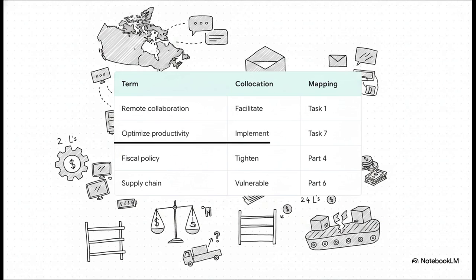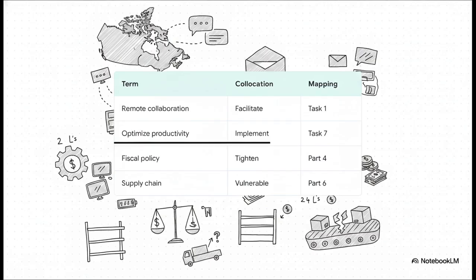You might need to facilitate remote collaboration in a Task 1 email to colleagues. This is absolutely essential for coast-to-coast teams spanning different Canadian time zones. The trap is spelling collaboration with one L. It definitely needs two. Next is optimize productivity. You can implement tools to optimize productivity in Speaking Task 7, often concerning tech-driven workplace efficiency. Remember the preposition, you optimize for productivity. Then we have fiscal policy.